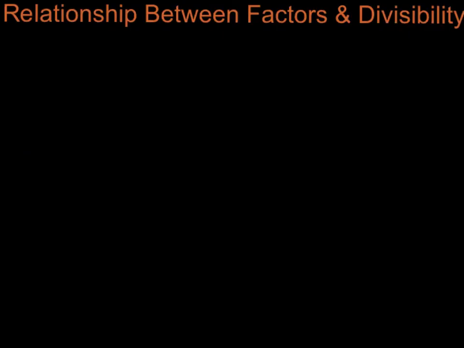Now let's talk briefly about the relationship between factors and divisibility using some of the following numbers. Is 54 divisible by 9? Yes, 54 divided by 9 is 6 with a remainder of 0. 9 times 6 is 54. Using our number properties checklist, we also know that 5 plus 4 is 9, so the digital root of 54 is 9, making 54 evenly divisible by 9.